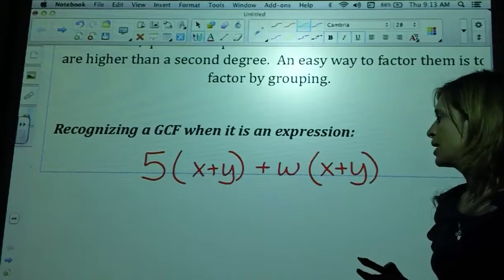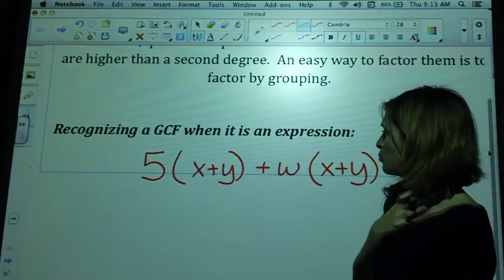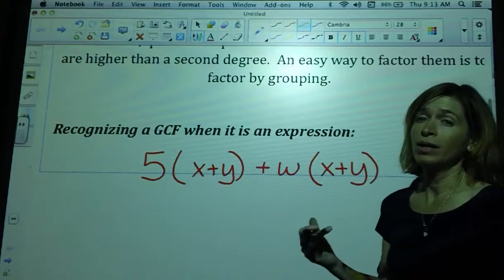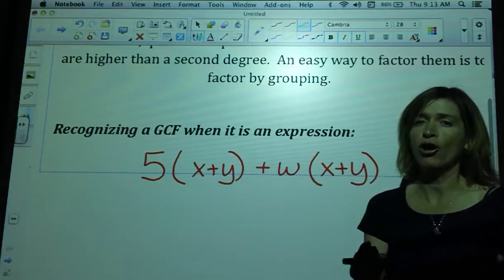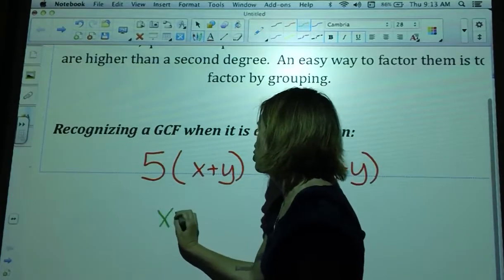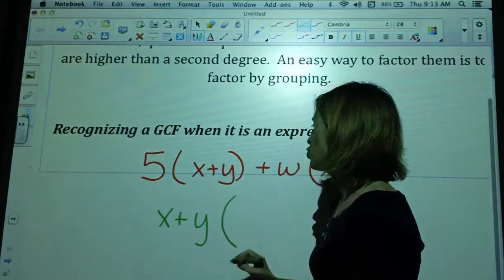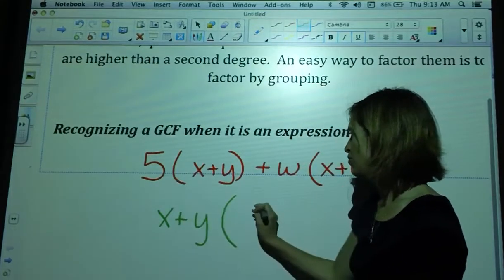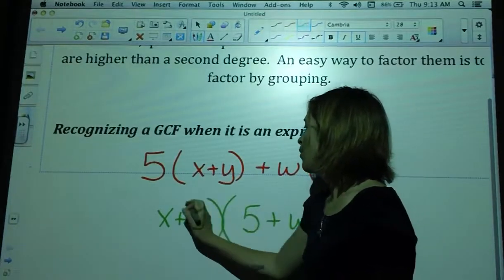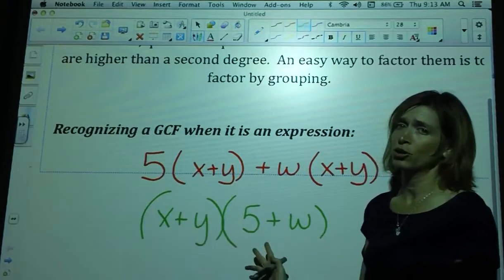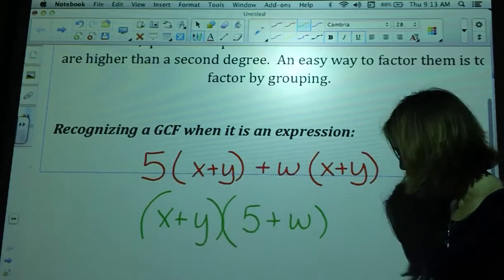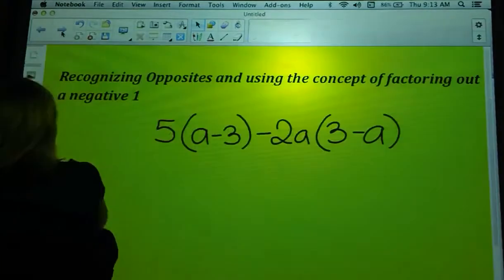So looking at this first example, I recognize that this x plus y and this x plus y are the same. Well, in this expression, they are the greatest common factor, the GCF. So I would pull that out to the front. What would I be left with? I'd be left with a 5 and that w. So 5 plus w. Now actually, if you look at that, I've got 2 binomials, so I actually have factored it. I factored out the GCF. All right? That's one way.